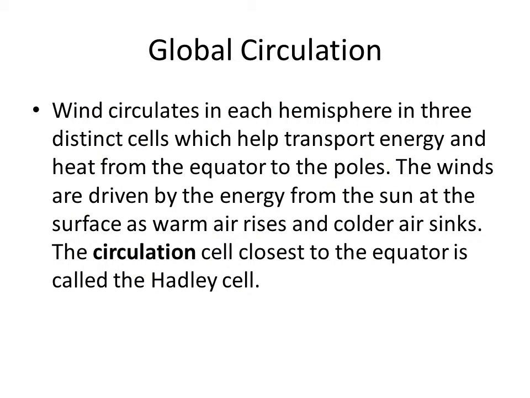Global circulation. Wind circulates in each hemisphere in three distinct cells, which helps transport energy and heat from the equator to the poles. The winds are driven by the energy from the sun at the surface as warm air rises and cold air sinks. The circulation cell closest to the equator is called the Hadley cell.